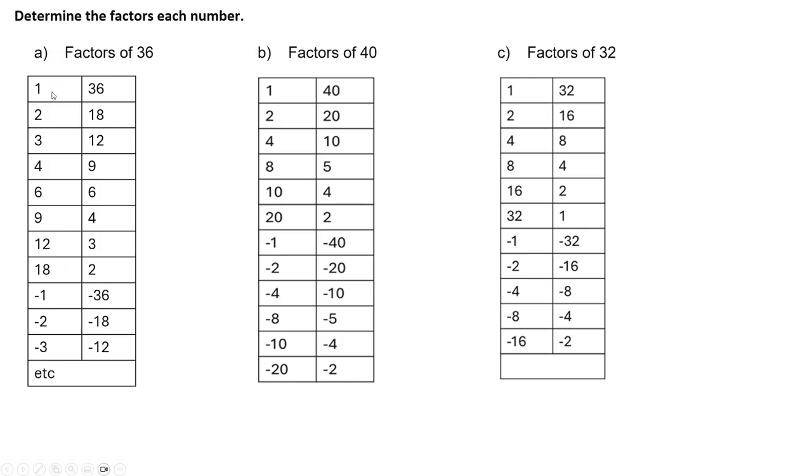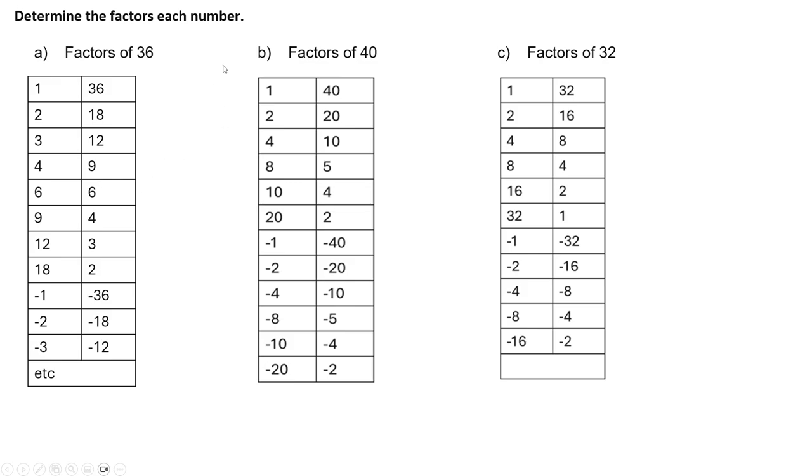So we'll start with 1 times 36. 2 times 18 gives us 36. 3 times 12, 36. 4 times 9, 6 times 6, 9 times 4, 12 by 3, 18 by 2. These all give us 36. But negative 1 times negative 36 also gives us 36. Negative 2 times negative 18 and negative 3 times negative 12. These are all factors of 36.